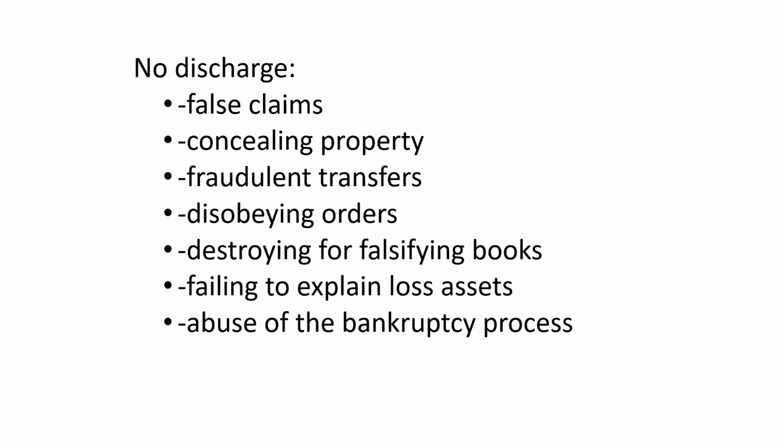So acts that will bar discharge, speaking of honest debtors: false claims, concealing property, transfer of property after filing with intent to defeat the law, as we say it. Okay, fraudulent transfers. Refusing to obey court orders, destroying or falsifying books or accountings, failing to file satisfactory explanations for any loss of assets, individual abuse of the bankruptcy process. We need a finding of bad faith in that regard. So these things will bar any discharge.